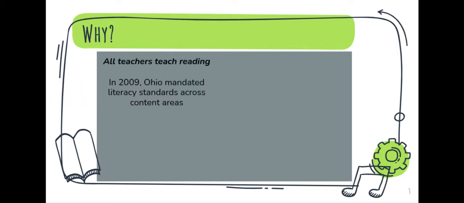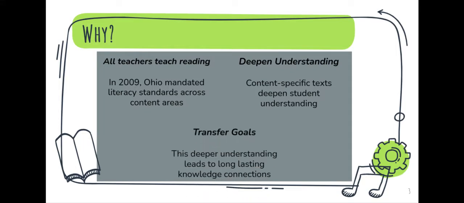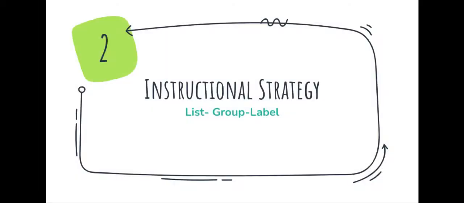First, we're all responsible for literacy in our content areas, as Ohio included literacy standards across content areas in 2009. Second, using appropriately complex content-specific texts is beneficial to deepen student understanding in our unique content. Third, that deeper understanding leads to long-lasting knowledge connection and supports knowledge transfer goals across the curriculum. So really, it's good for us and it's good for our students long-term.